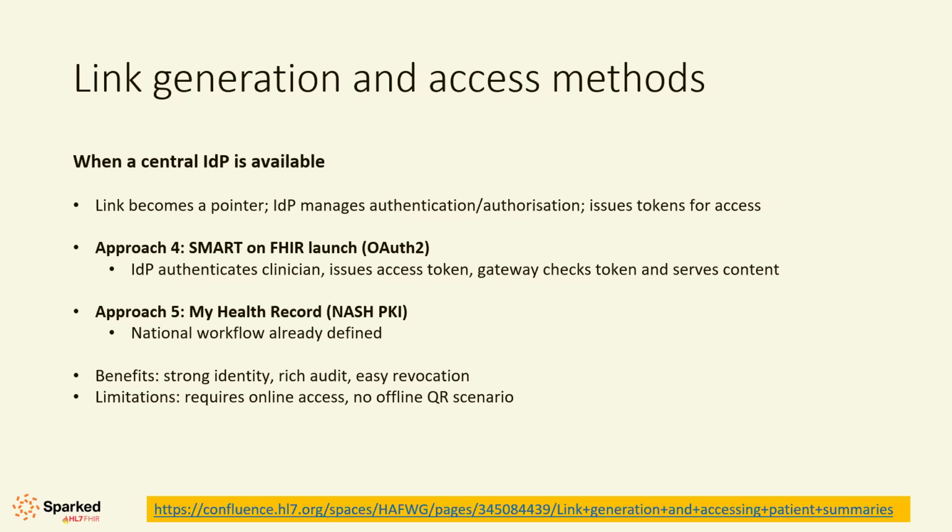And there's a couple of options here which work really well when we've got that authentication server. And the first one is the Smart on FHIR. You might have heard of that. This is essentially OAuth 2. So that's where the identity provider authenticates the clinician that's requesting the record, gives them a token. They then use that token to make a further request to the place that actually has the content and gets the content back. And the fifth one is using My Health Record.